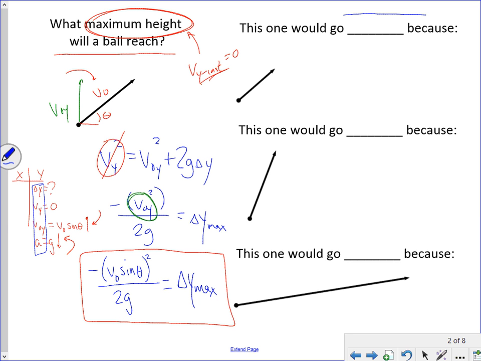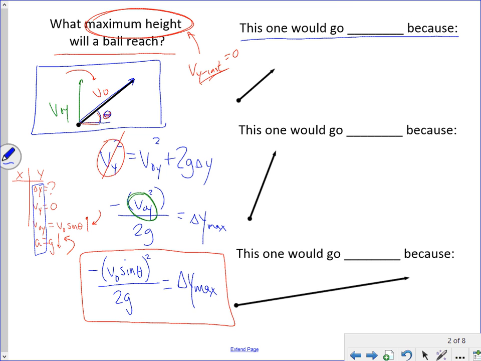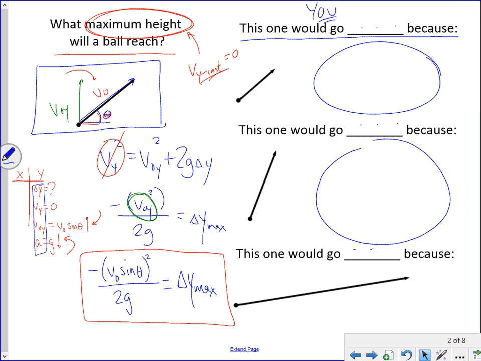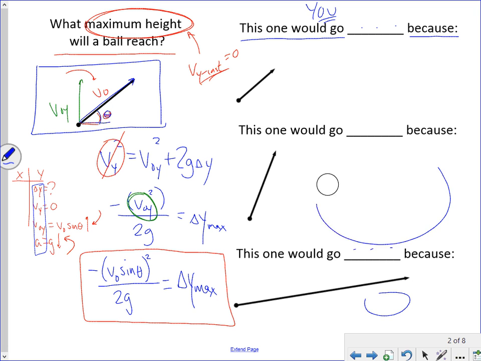So if we say that this is our baseline, with this speed and this angle, the question is, how high would this one go? Would it go higher or lower or the same height, and how come? So this is a U. In here goes higher, lower, or the same. In here goes your explanation. Higher, lower, the same. Explain. Okay? Good, good? Thank you.